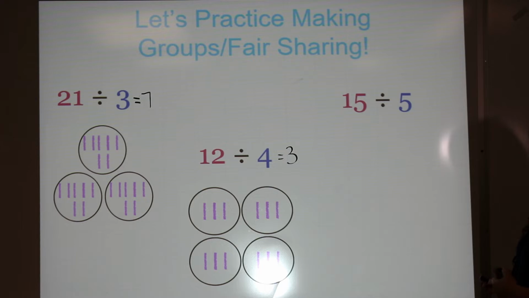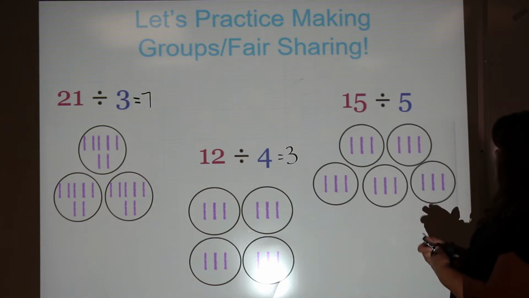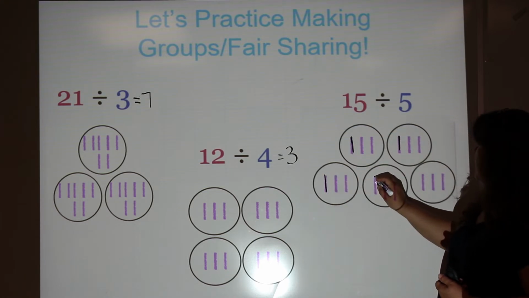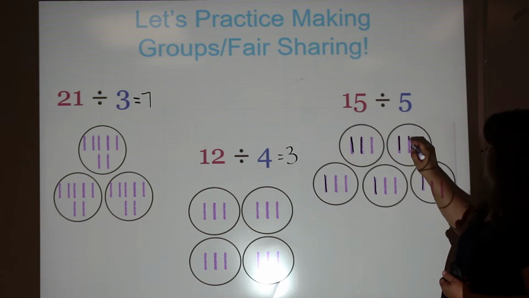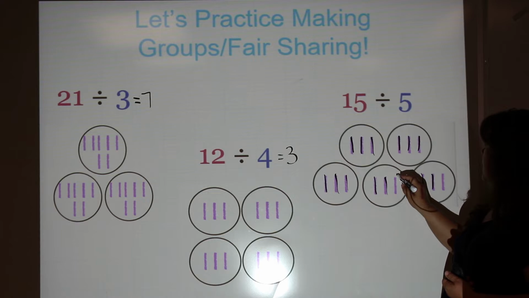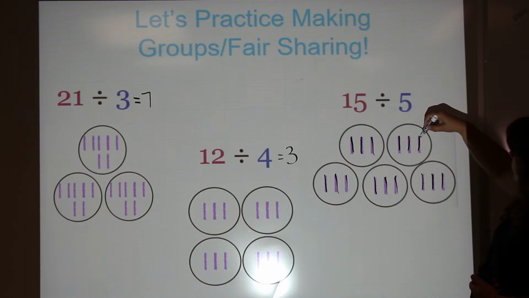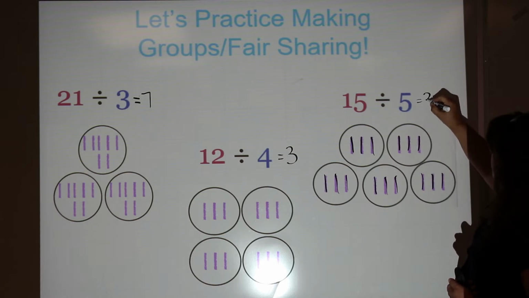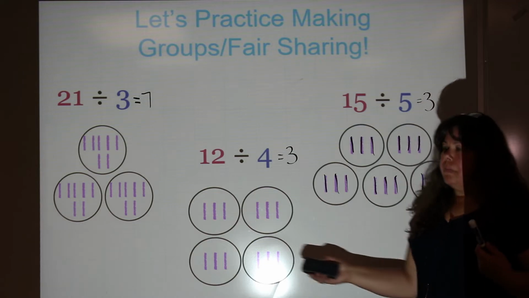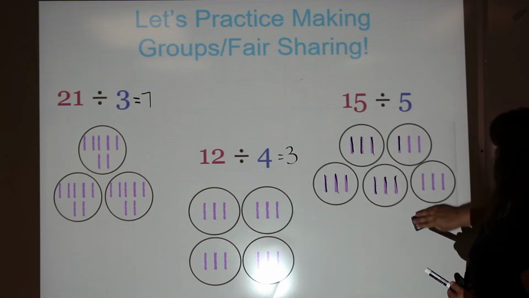Okay, 15 divided by 5. How many circles will I make to share this with? 5 of them. This time I'm going to mark it. 1, 2, 3, 4, 5, 6, 7, 8, 9, 10, 11, 12, 13, 14, 15. I've shared them all. I only count one circle. 1, 2, 3. So 15 divided by 5 equals 3. Think back. 5 times 3 equals 15. So that would be correct.